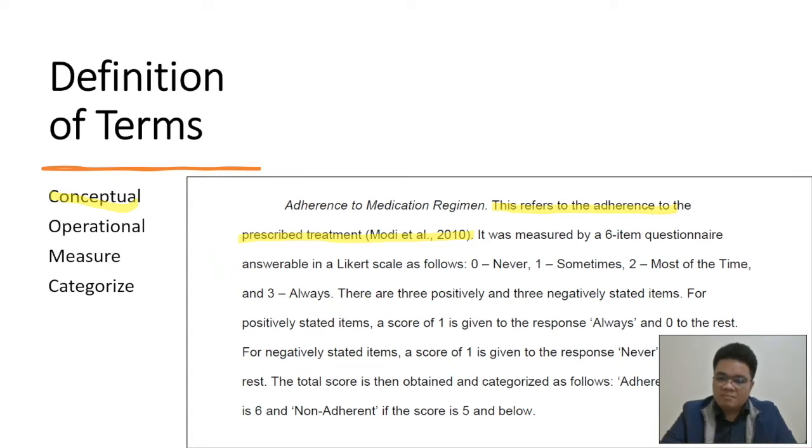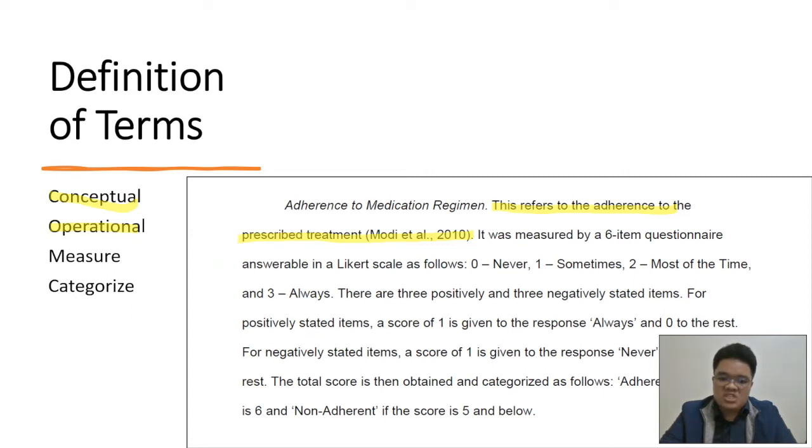Now, what's lacking in this example is the operational definition. So you must be saying, in this study, adherence to medication regimen would refer to the adherence of the children with epilepsy to their medication that were prescribed by the physician. Usually, the operational definition is started by the phrase in this study, just like your conceptual framework.